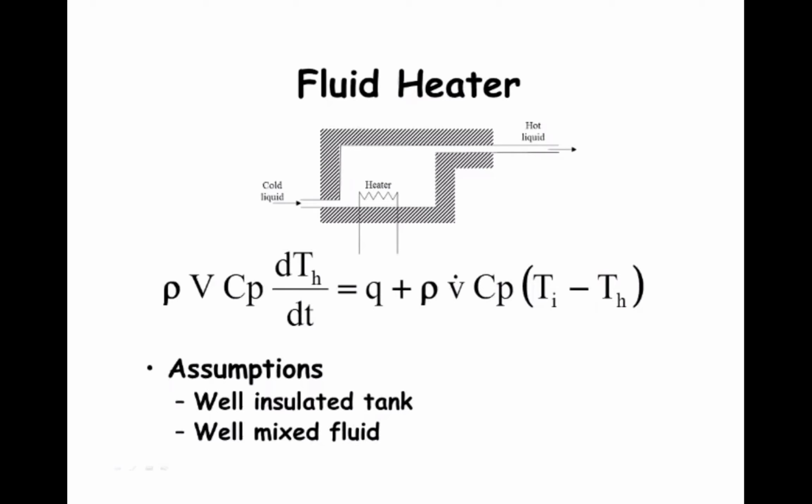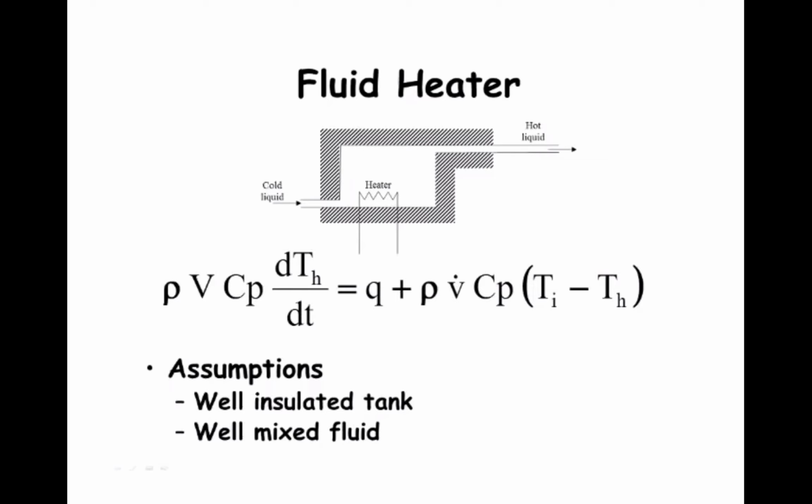This equation describes the change of the fluid temperature with respect to time t when heat is added. The details of the parameters are given in course packet Chapter 4-3. The left side of the equation describes the temperature change with respect to time t. Rho is the fluid density, V is the tank volume, Cp is the specific heat, and dTh over dt is the temperature change regarding time.